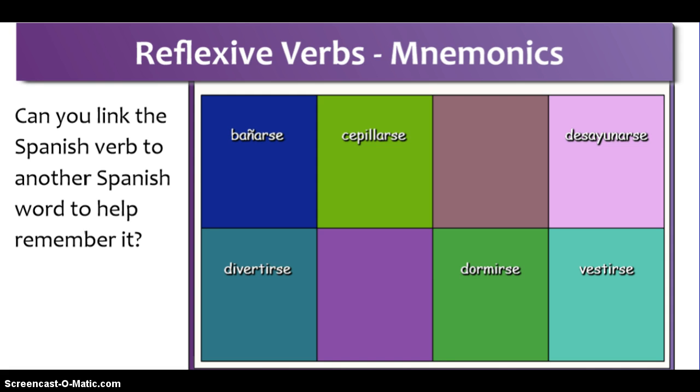I like talking about mnemonic devices. What tricks can we use to help us remember some of these words? Can you think of another word in Spanish that you might already know that can help you remember what some of these reflexive verbs mean?